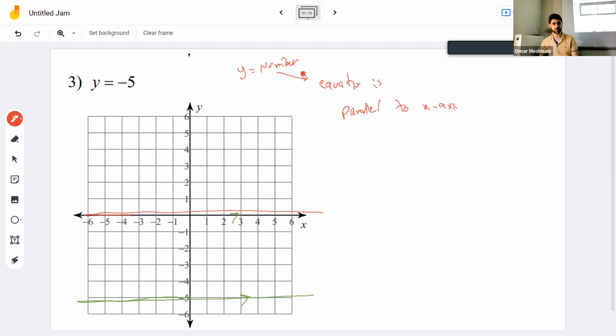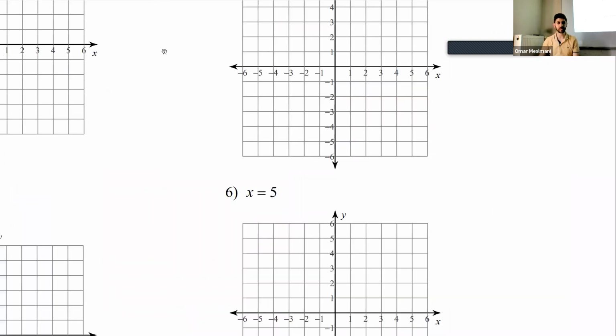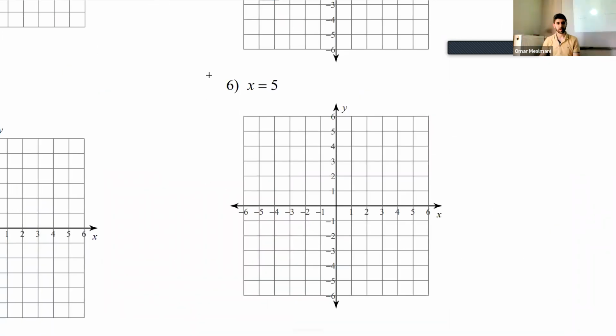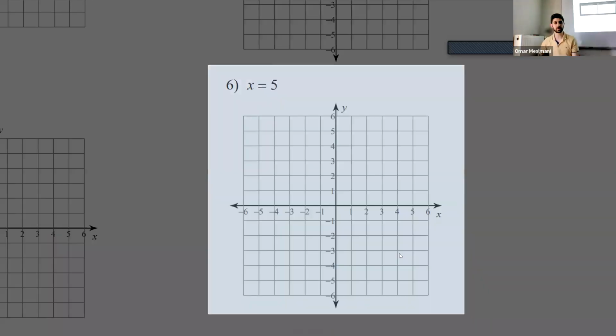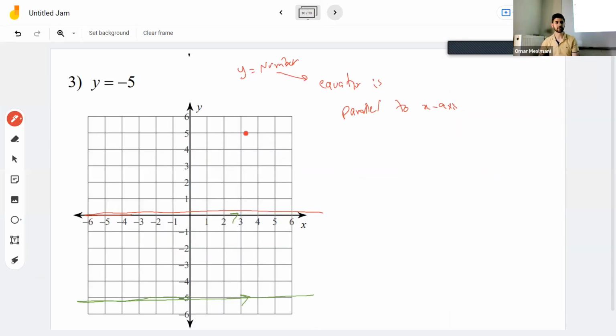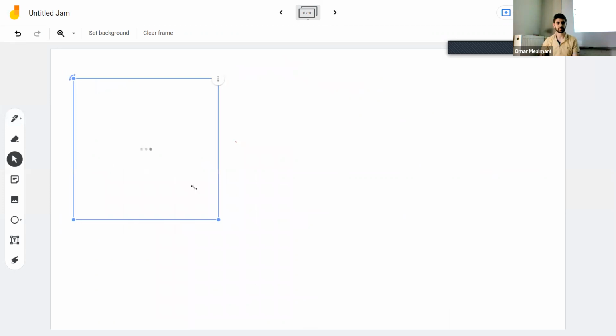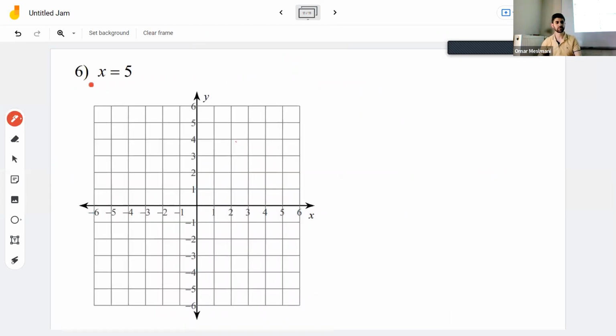Now the second question that I have here as an example, x equals 5. How will I draw it? I will take the line x equals 5, and I will do it like this. x equals 5. So 1, 2, 3, 4, and 5. Vertical line. It is a vertical line.